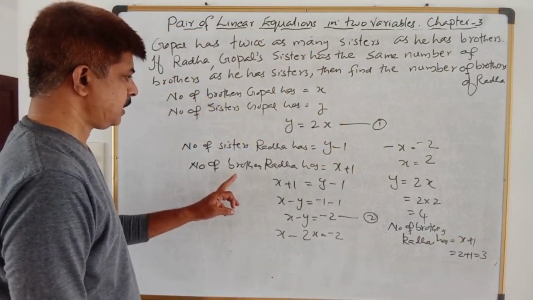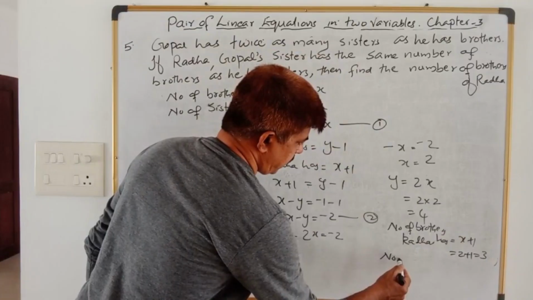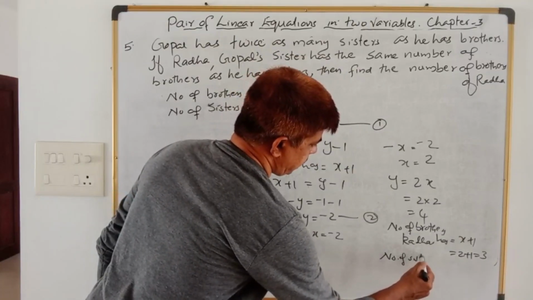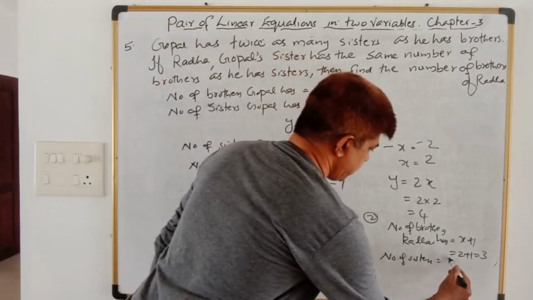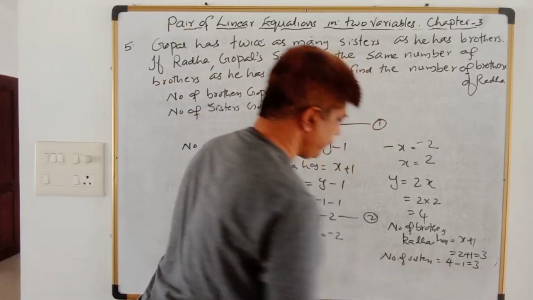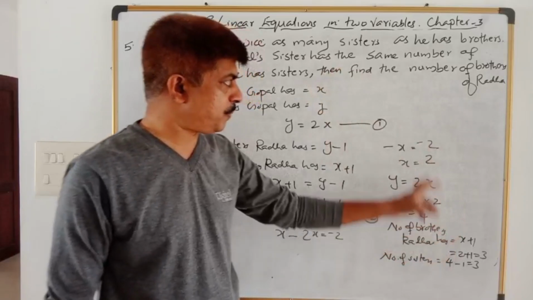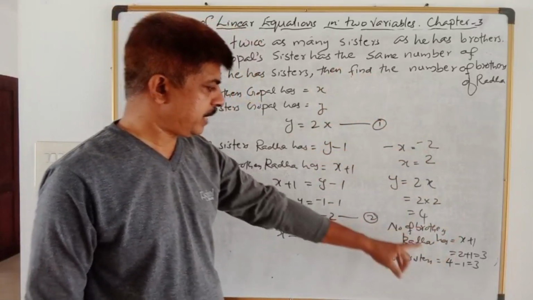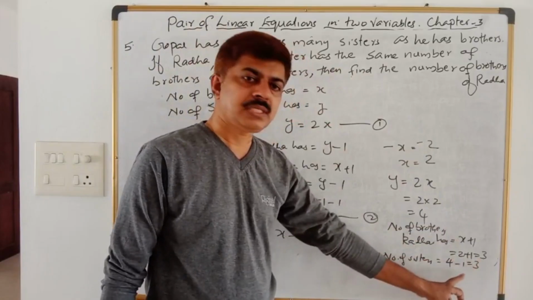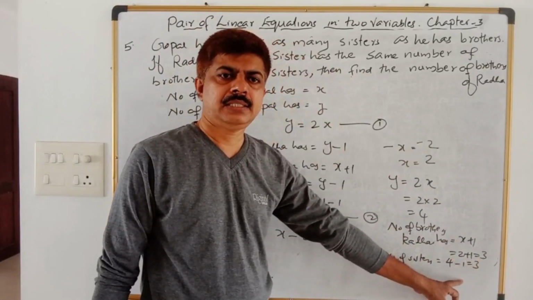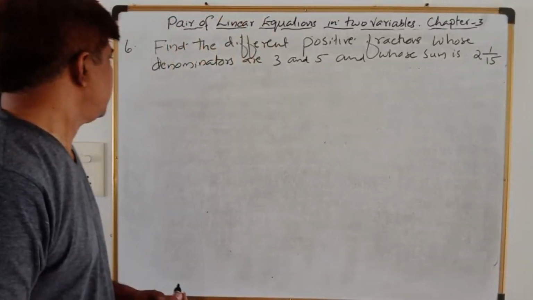The number of sisters Radha has is 4 minus 1, which is equal to 3. According to the question, she has the same number of brothers and sisters. So we got the answer: the number of brothers Radha has is 3, and the number of sisters Radha has is also 3. So we got the solution. Clear? Okay, here is the 6th question.